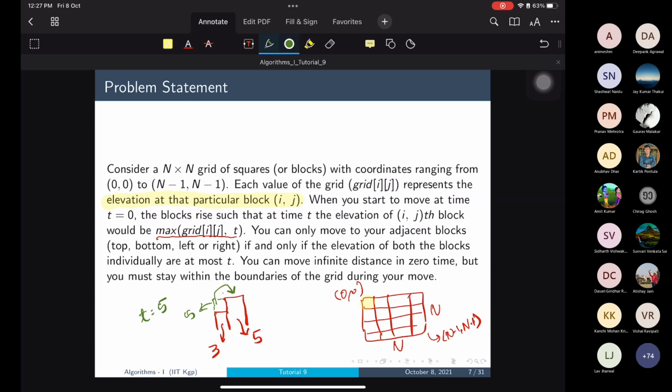And the other thing is that you can move infinite distance in 0 time. This is just for our facilitation: when we are at a particular cell, we don't need to care about time. We can just wait there, and when t equals 5, we can simply move to this particular cell. And the time will still be t equals 5.